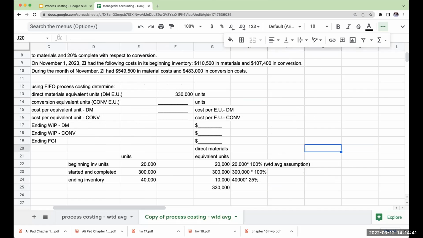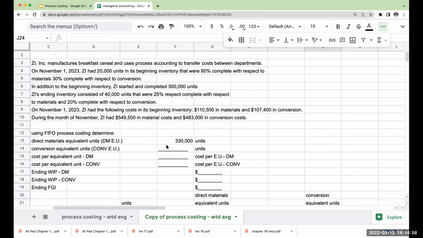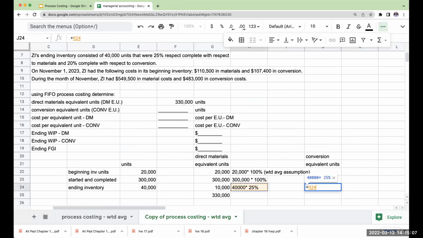Now let's take a look at our conversion equivalent units. What is conversion? It is direct labor and factory overhead. It's the cost to convert those direct materials into finished products. Now, for the ending inventory for conversion, right over here, it was 20% complete with respect to conversion. So for my ending inventory, 8,000 units at 100% are the same as 40,000 units at 20%. So over here, this is going to be 40,000 times 20%.